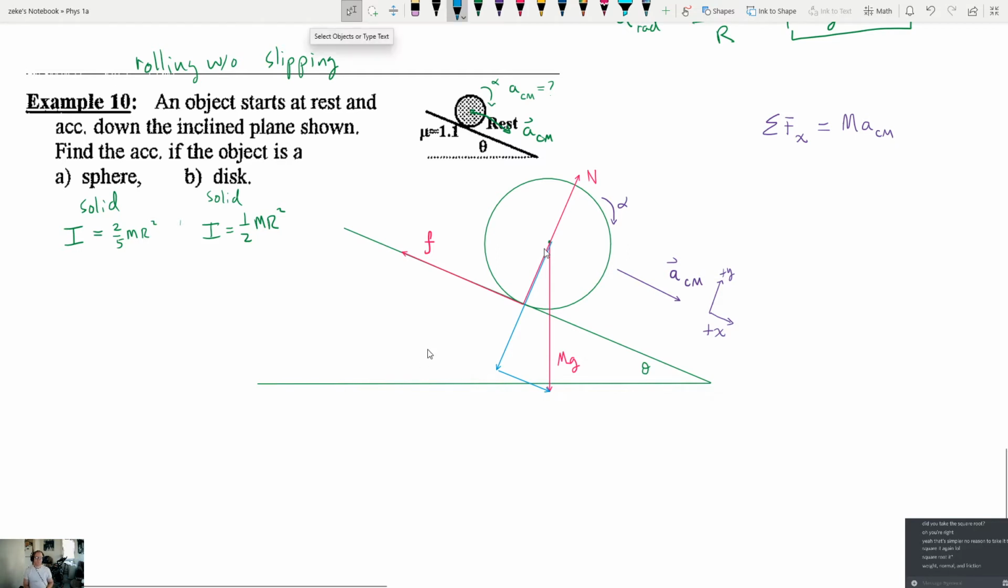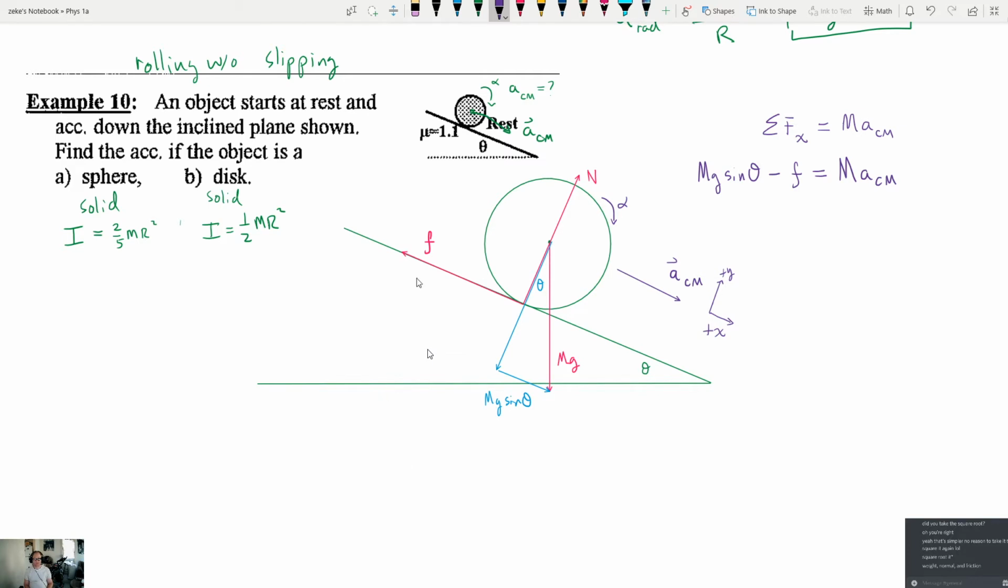So this is our angle theta here. It's going to be the same as this angle here. So this side's going to be mg sine theta, and mg cos theta over here. I'm not going to write it down though. I don't think we're going to need it. So coming back to our equation, in the x direction we have mg sine theta minus the friction force is equal to m a_CM.